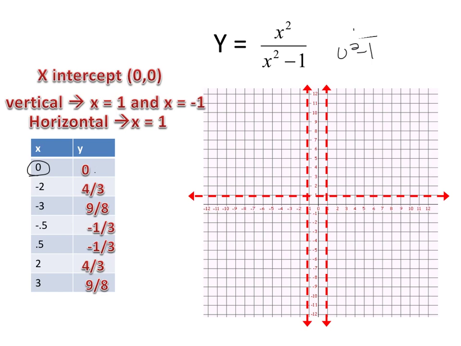And then we go back and do the same thing for the next number. So now I'm going to do -2 squared divided by -2 squared minus 1, right? So that would be 4 over 4 minus 1, which is 3. So that's how we got the 4/3, and so on and so forth. And then we get 9/8, -1/3, -1/3, 4/3, 9/8. So again, hopefully you see how we got each of those numbers. If not, please ask a question tomorrow in class.